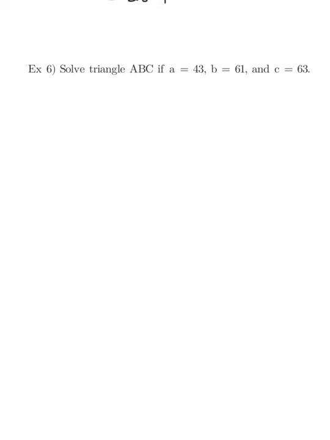For example 6, we are going to solve triangle ABC if side A is 43, side B is 61, and side C is 63. In this case, we know all three of the sides, and we need to find the three angles. You can choose to find whichever angle you want first. I'm going alphabetically like I've been doing.